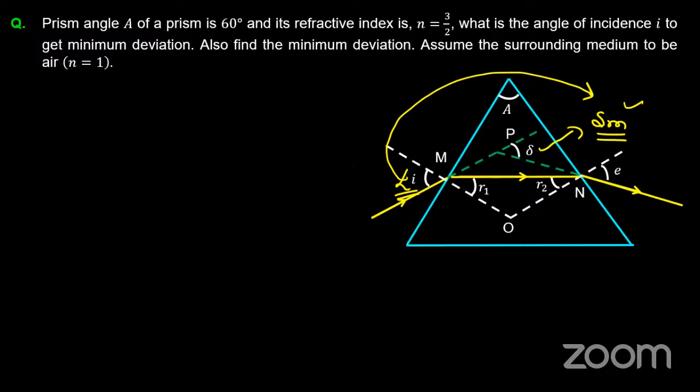All the values are given. Read the question and put a text in the chat box. You answer, I'm waiting. 2 minutes. One minute remaining, students. 1 minute.